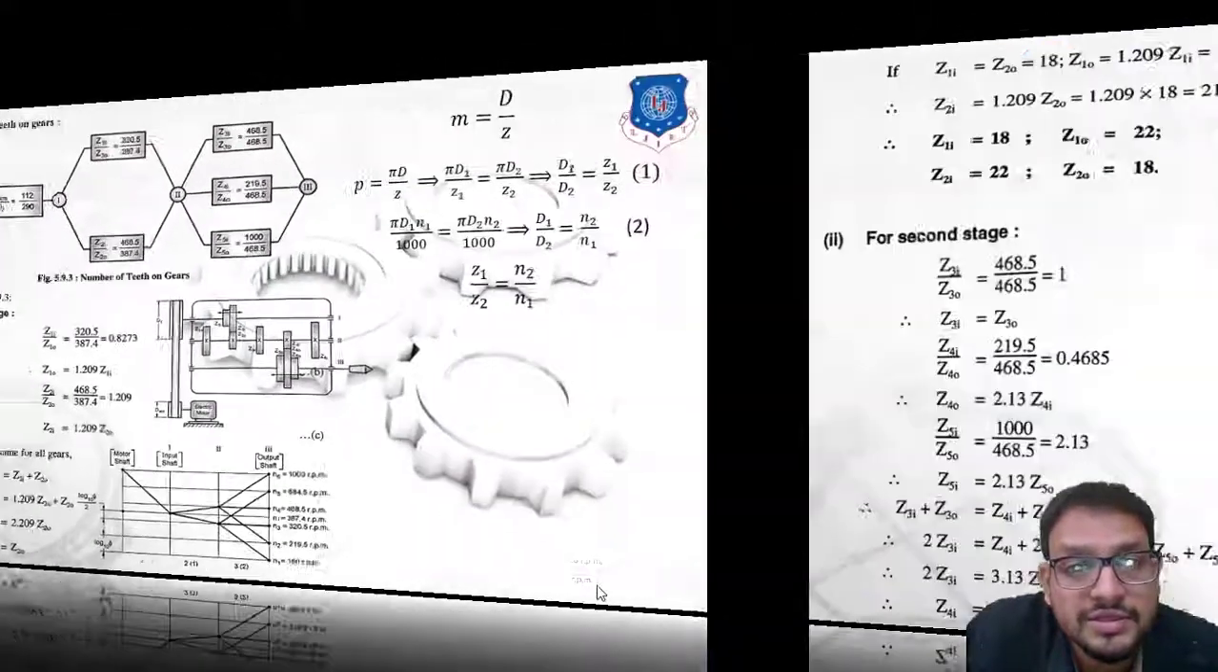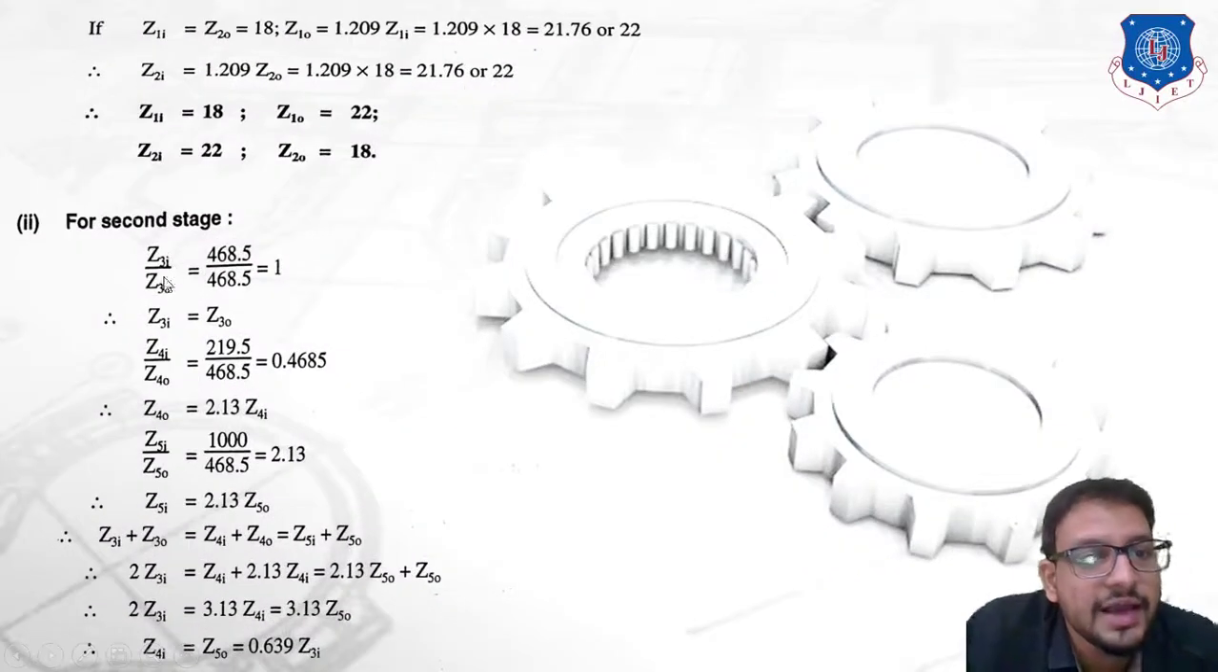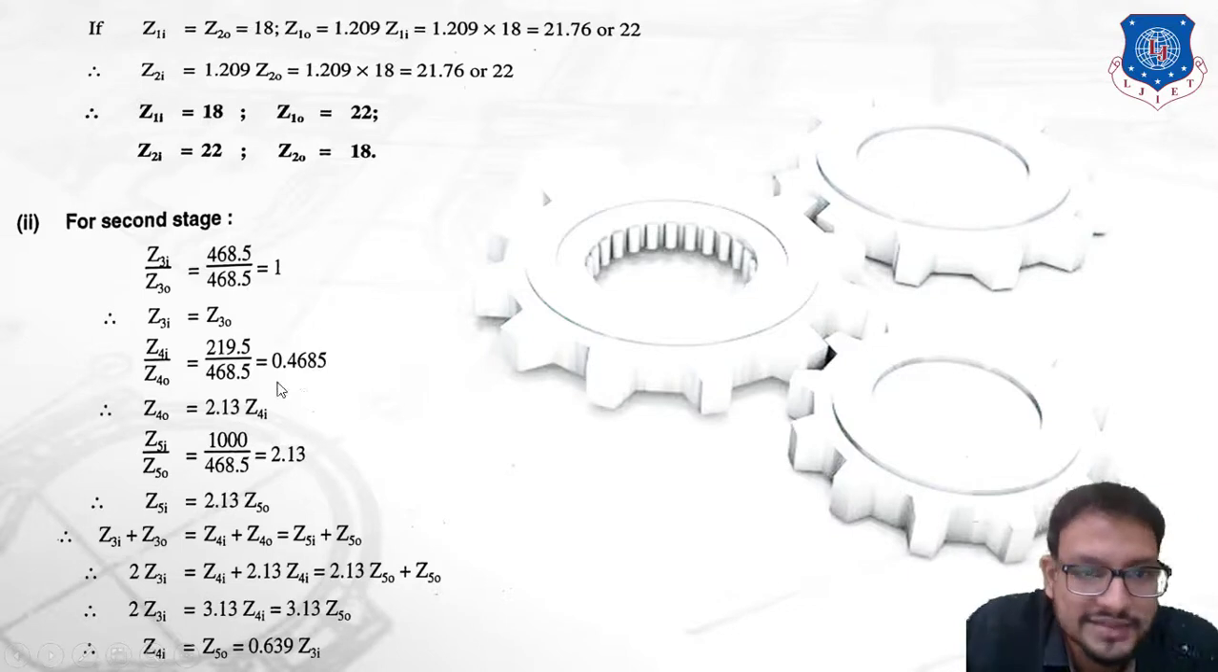For this I have written over here Z3i upon Z3o is equal to 468.5 upon 468, which means a horizontal line. So it is equal to 1, which indicates that Z3i is equal to Z3o. Similarly, Z4i upon Z4o is equal to 219.5 upon 468.5. In a similar manner, as we have seen in the first stage, I have written for the second stage. I hope that you are clear with this concept.